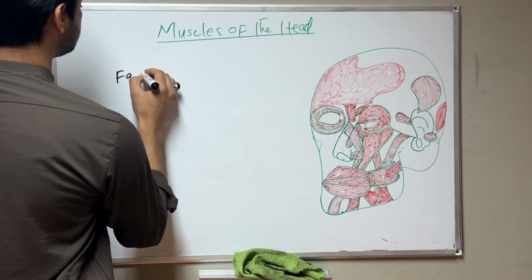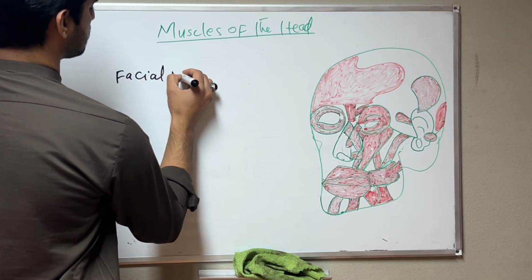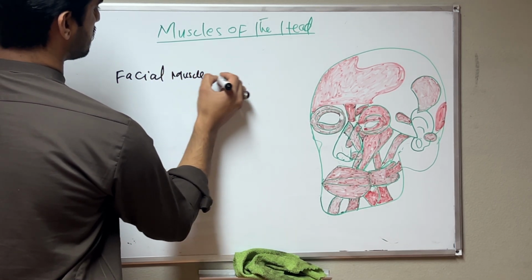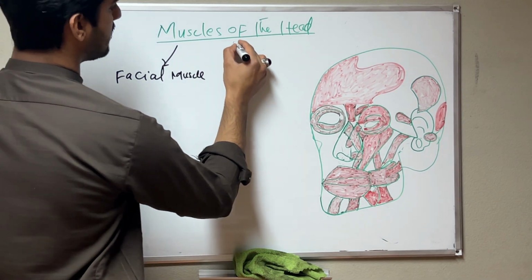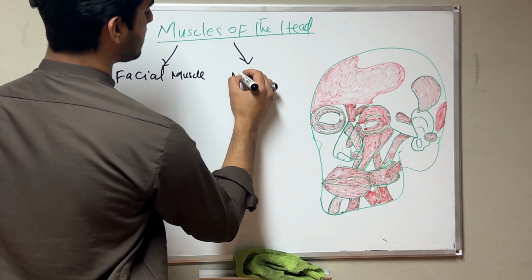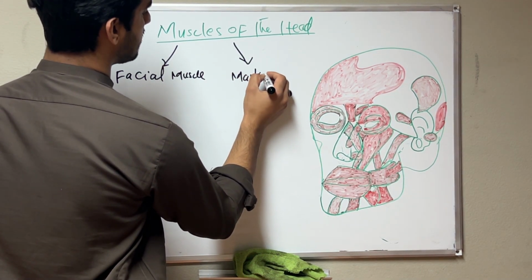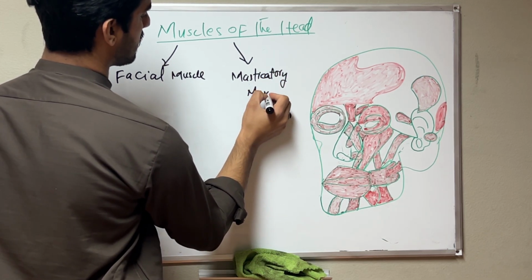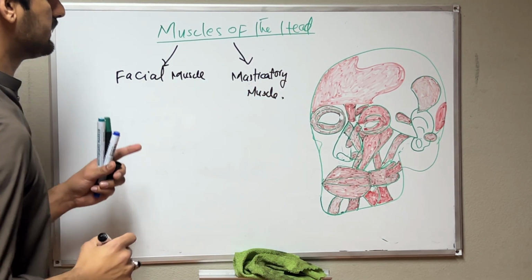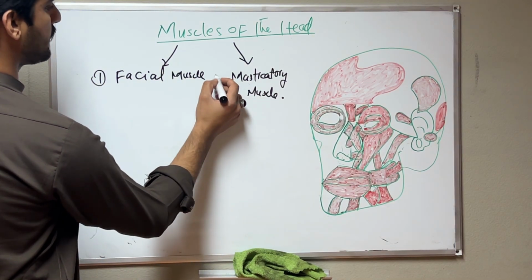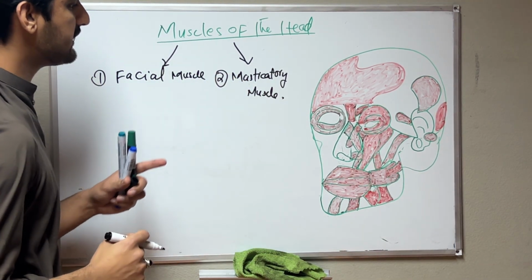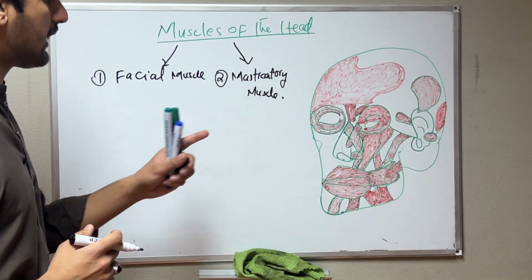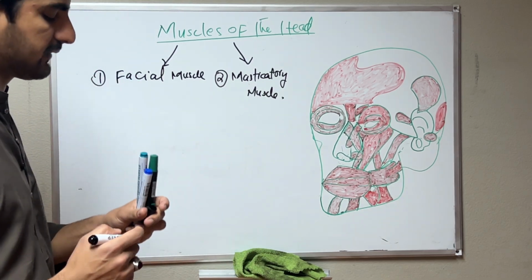First, facial muscles. Second, we divide into masticatory muscles. These are the two groups into which we divide the head muscles. But our topic today is the facial muscles.